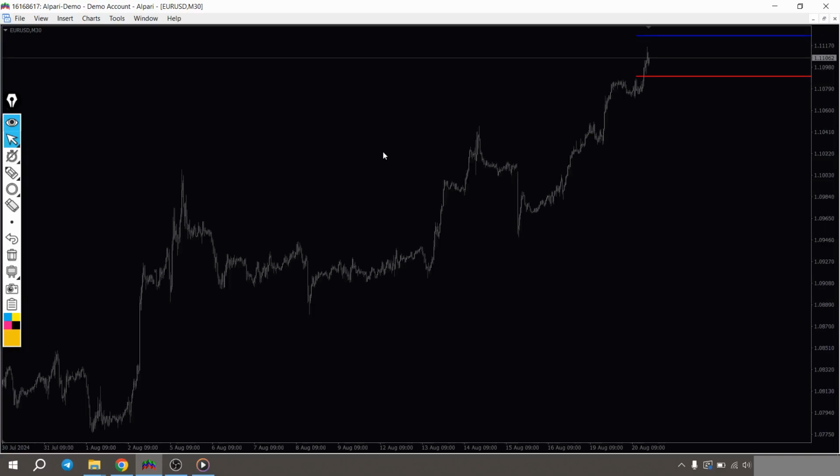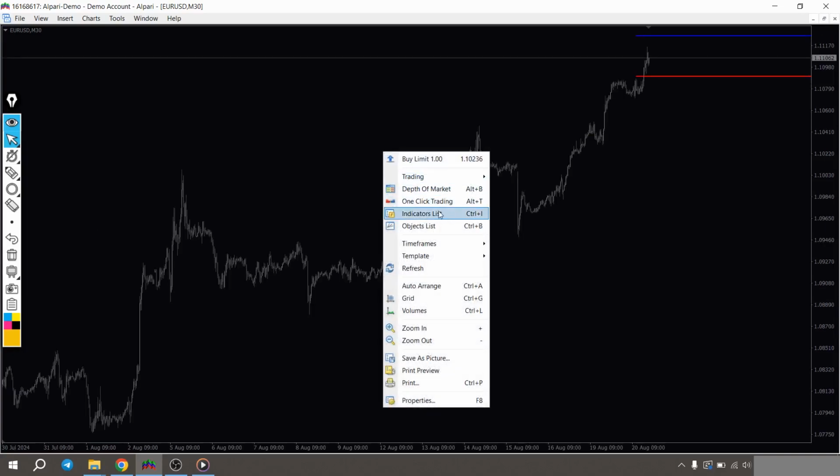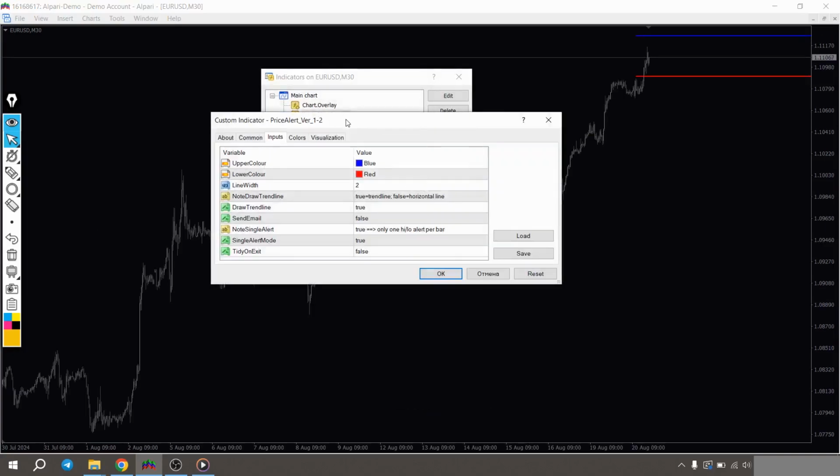The Trendline Price Alert Indicator comes with several customizable settings to suit your trading preferences. Upper color. Set the color of the upper horizontal line. Lower color. Set the color of the lower horizontal line. Line width. Adjust the width of the horizontal lines.